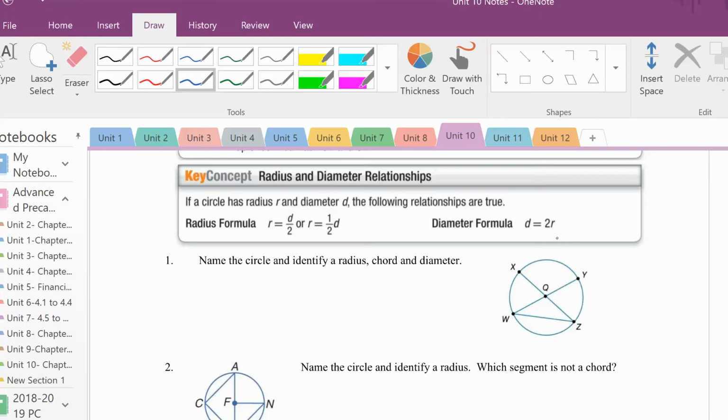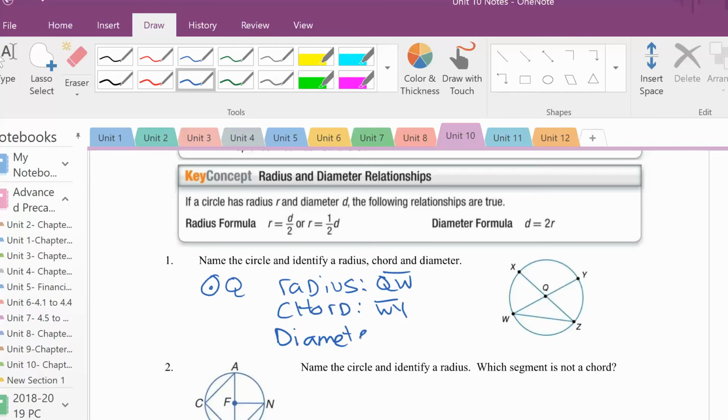So in the circle here, it says to name the circle. So we call it circle Q because the center is Q. The radius, well, one radius is QW, and then a chord would be WY. And the diameter would also be WY.